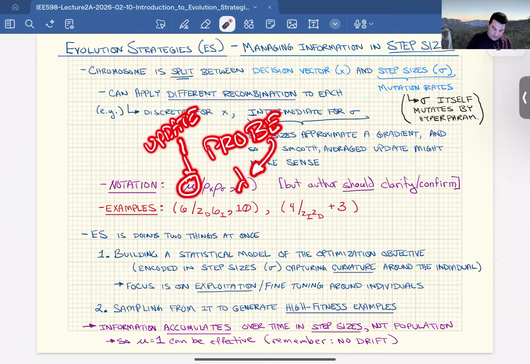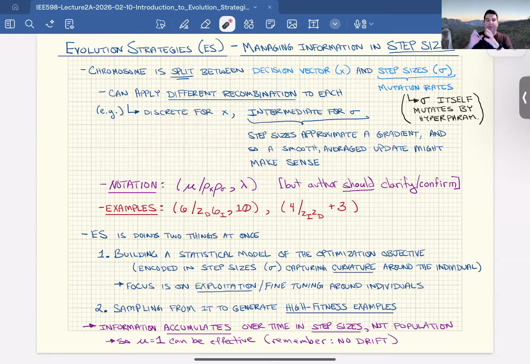So that's really the reason why ES is split into these two parts. It's how much effort do you put into probing and how much effort do you put into model updating? That's what's going on here. Those are the two parts that are happening here. All right, so that's the traditional evolution strategy.